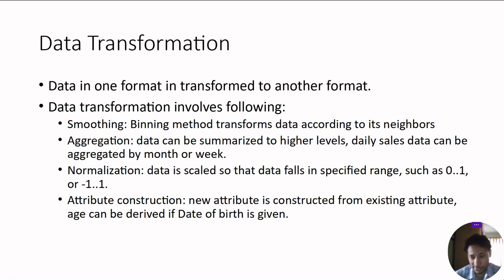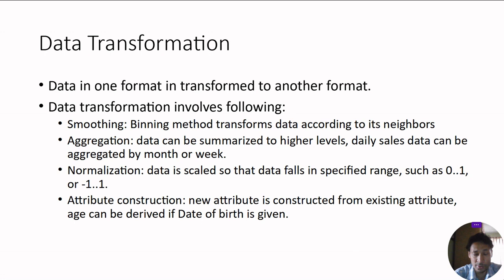Weight given in kg can be converted to pound, or weight in pound can be converted into kilogram. That means we can transform the data given in one format to another format. That is the job of data transformation. Data transformation involves the following: smoothing. Binning method transforms data according to its neighbors. I already explained that in the previous slide.